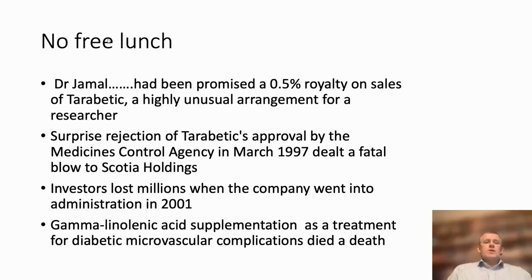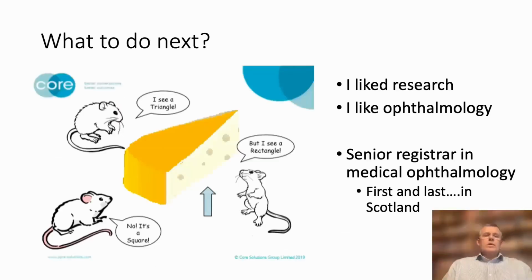The surprise rejection of Tarabetic's approval by the Medicines Control Agency dealt a fatal blow to Scotia, and this was a result of analysis of the results, which essentially showed that he had made the results up himself. As a result, not only did he appear in front of the GMC, but Scotia Pharmaceuticals folded. So, what to do next? Well, I had discovered that I actually liked research.